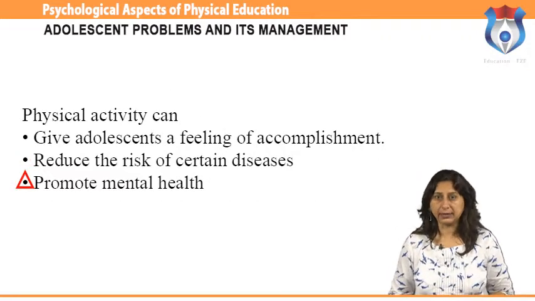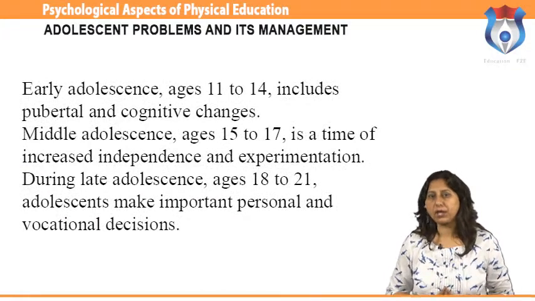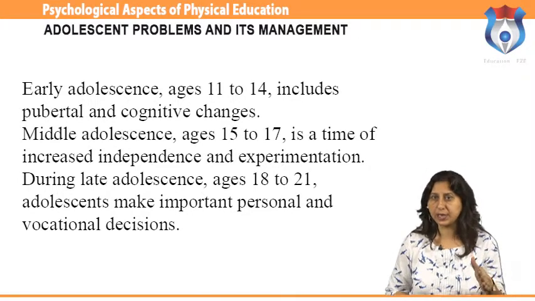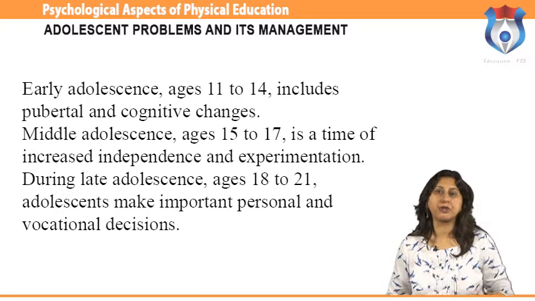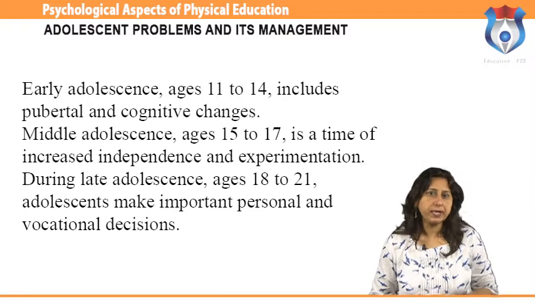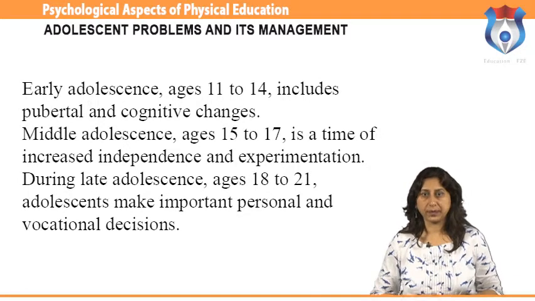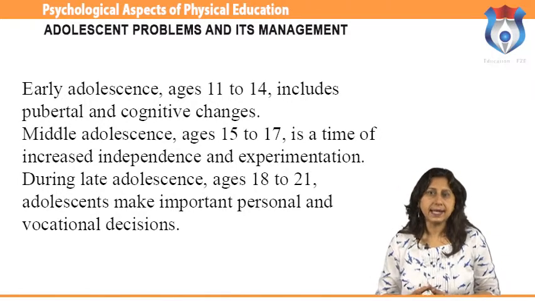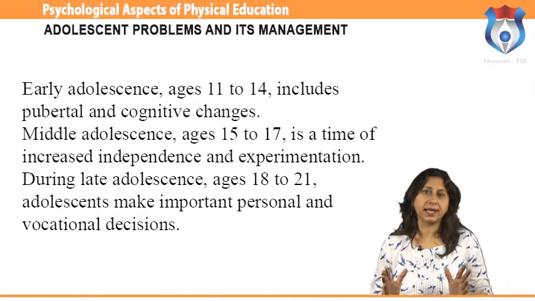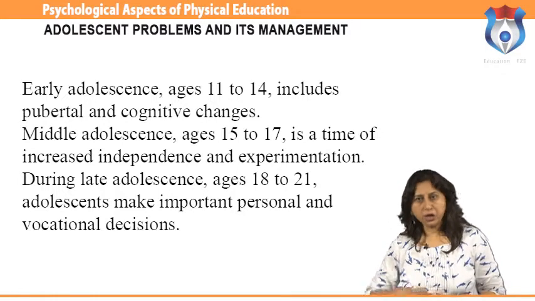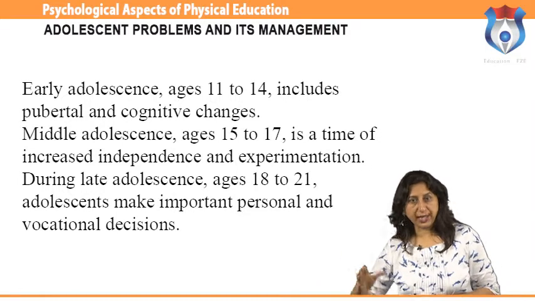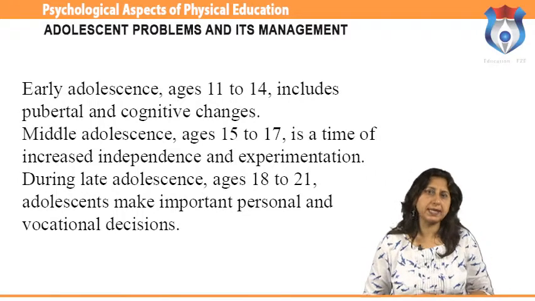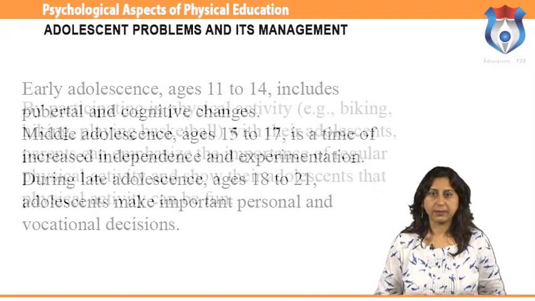Promote mental health. The period of adolescence is divided into 3 stages. Early adolescence, ages 11 to 14, includes pubertal and cognitive changes. Middle adolescence, ages 15 to 17, is a time of increased independence and experimentation. During late adolescence, ages 18 to 21, adolescents make important personal and vocational decisions.